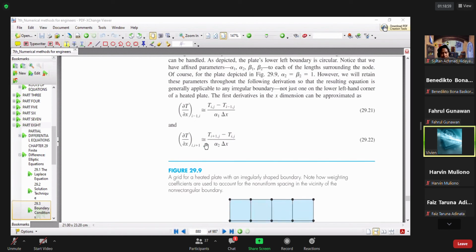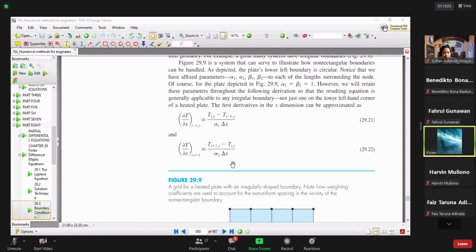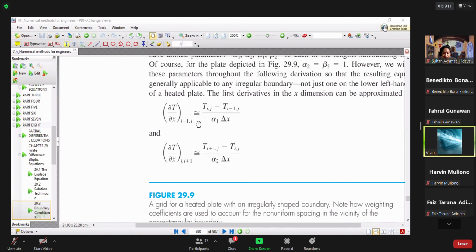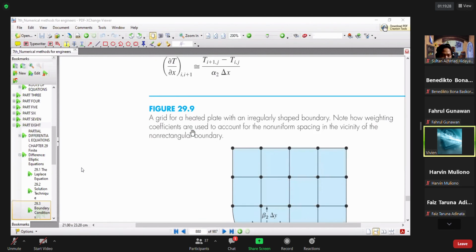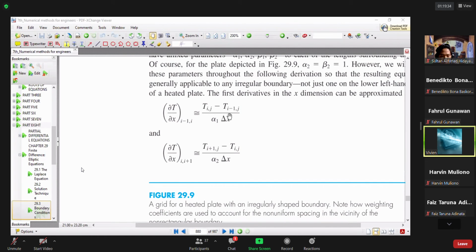So if we look here, when we have non-uniform sizing, we can now calculate the first derivative. Say here we want dT dx at i minus 1, i. That will be Tij minus Ti minus 1j. So this is the gradient between i minus 1 and i.